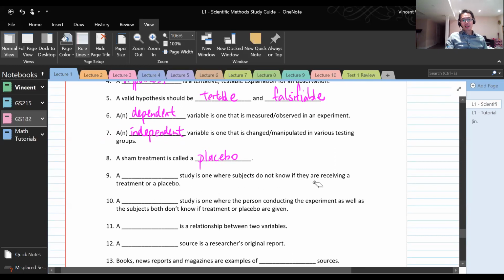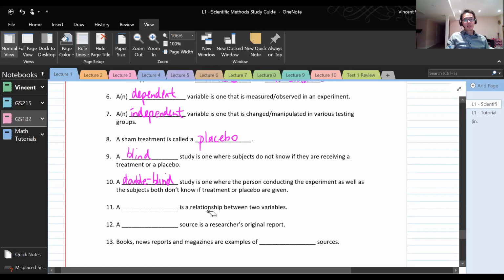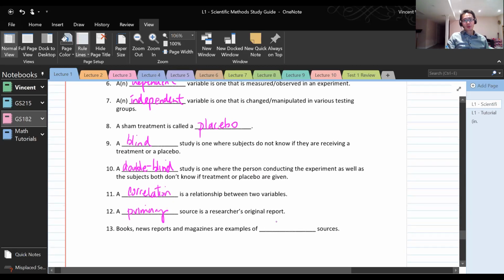If the subjects do not know if they're receiving a treatment or a placebo, that is a blind study. And if the person who is conducting the experiment also does not know, that is a double blind study. A relationship between two variables would be correlation. A primary source is a researcher's original report. Books, news reports, and magazines are examples of secondary sources.